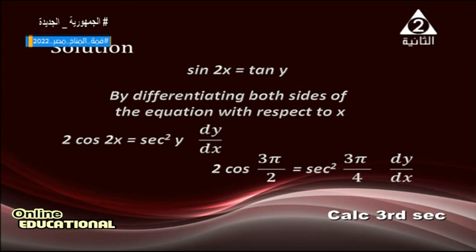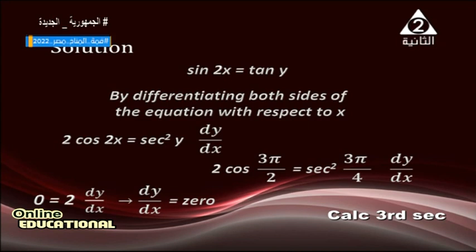Now, by using your calculator, cosine 3 pi over 2 equals 0. Then the left hand side equals 0. And sec power 2 3 pi over 4 equals 2 multiply dy dx. Then dy dx equals 0. The slope of the tangent to the curve sine 2x equals tan y at the point (3 pi over 4, 3 pi over 4) equals 0.